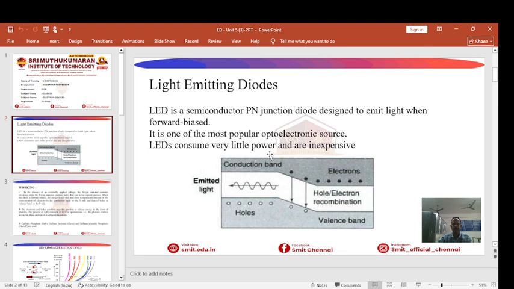So, what is an LED? An LED is a semiconductor PN junction diode that emits visible or invisible light when it is forward biased. Unlike an ordinary diode that converts electrical energy into heat, LEDs convert electrical energy directly into light energy through a process called electroluminescence. So the LED is an optoelectronic device because it converts electrical energy into optical radiation.